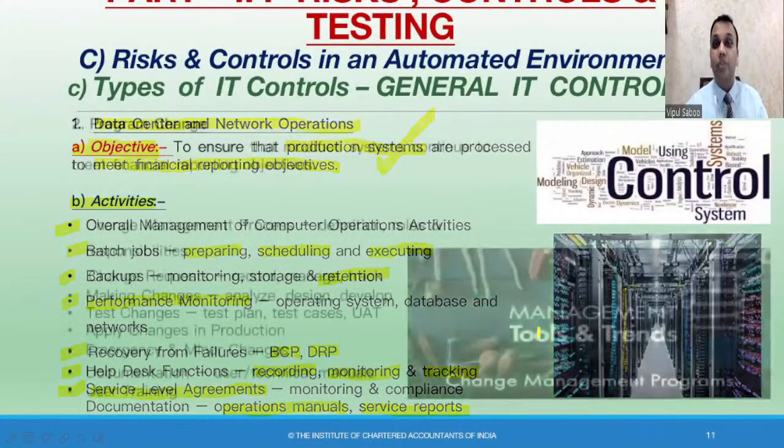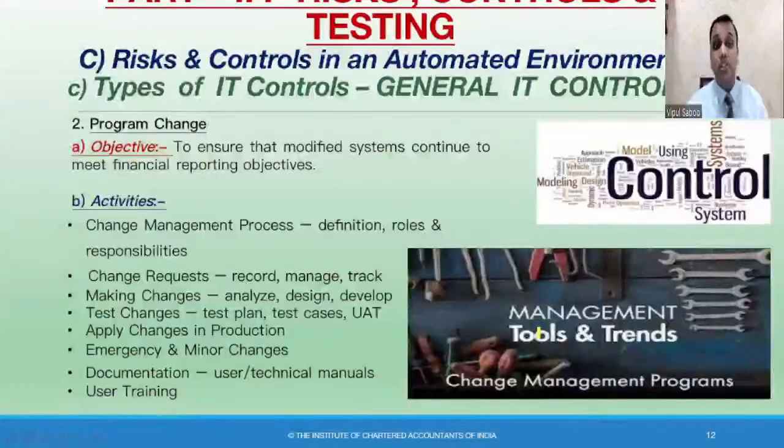Next type of general IT controls, program change. So there should not be any unauthorized changes, and the objective is to ensure that modified systems continue to meet financial reporting objectives. There were IT systems. We discovered that there is a need to modify the programs, the coded software, to make changes in those programs.